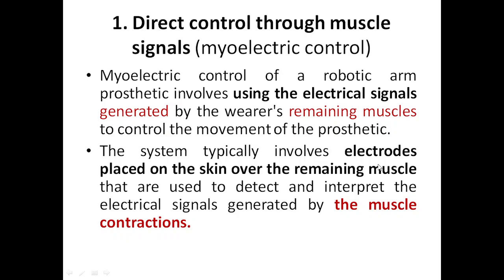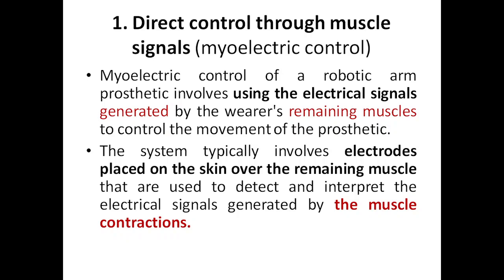So the system typically involves electrodes, which are placed on the skin over a remaining muscle, that are used to detect and interpret the electrical signal generated by the muscle contraction. Since it is based on the muscle, no electrodes need to be put on the brain, because no brain machine interface is required. The electrodes will be kept just over the skin.